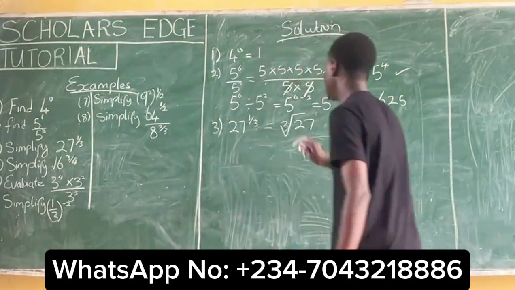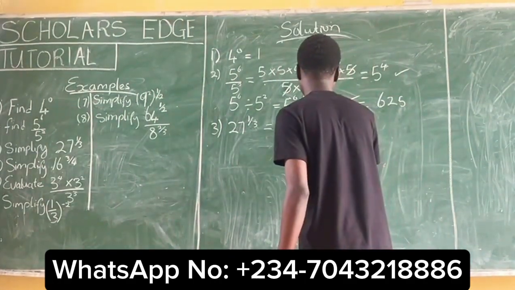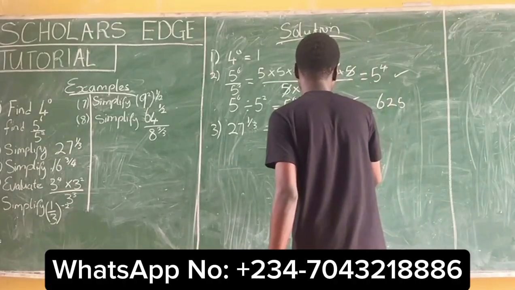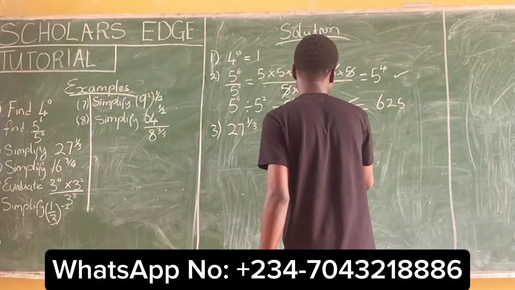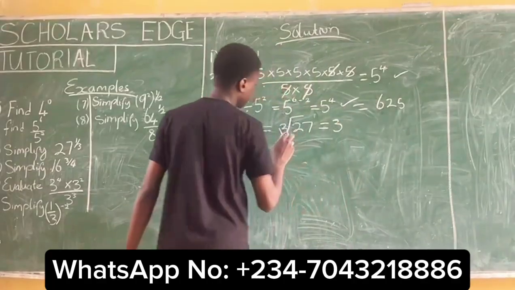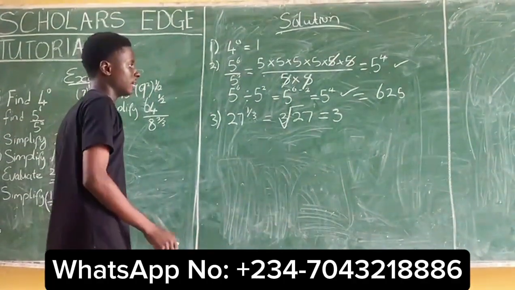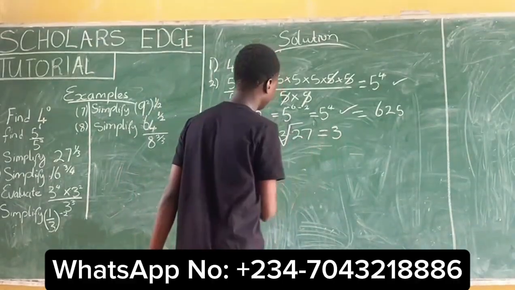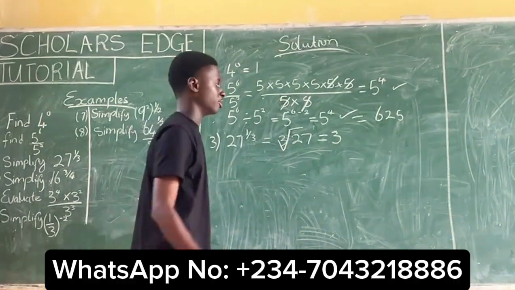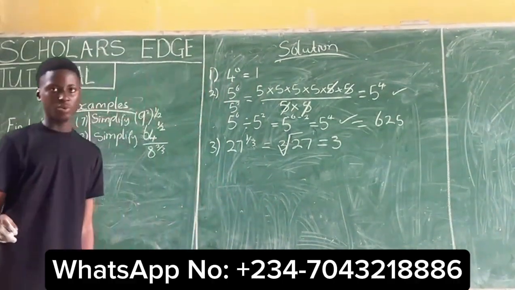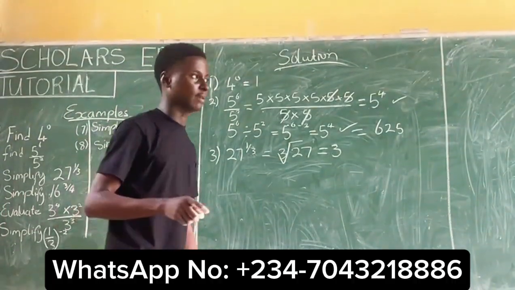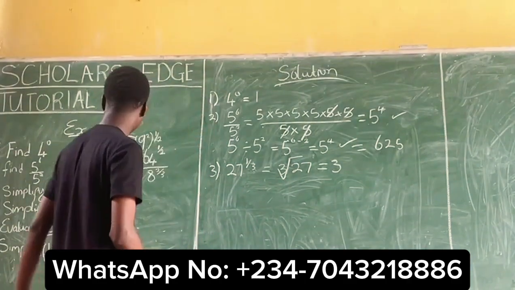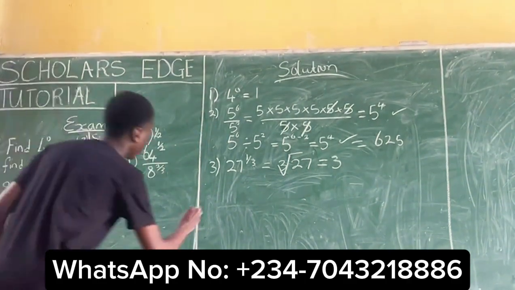So the cube root of 27 is equal to 3. To confirm this, 3 raised to the power of 3 will give you 27, because 3 times 3 times 3 will give you 27. 3 times 3 is 9, 9 times 3 is 27. So the cube root of 27 is 3. Next we have number 4.